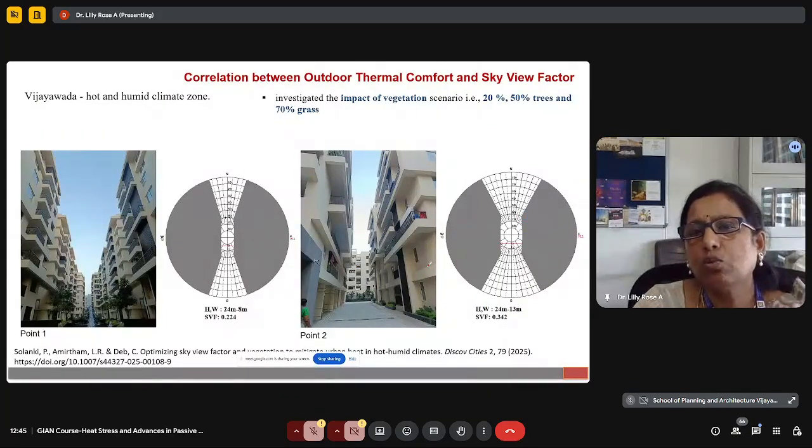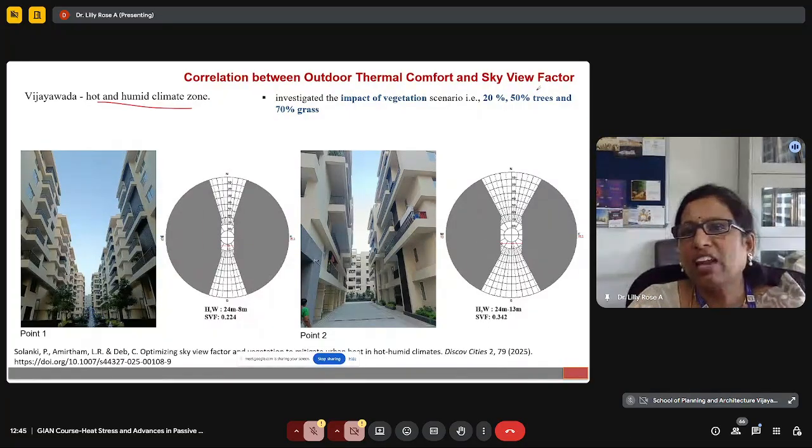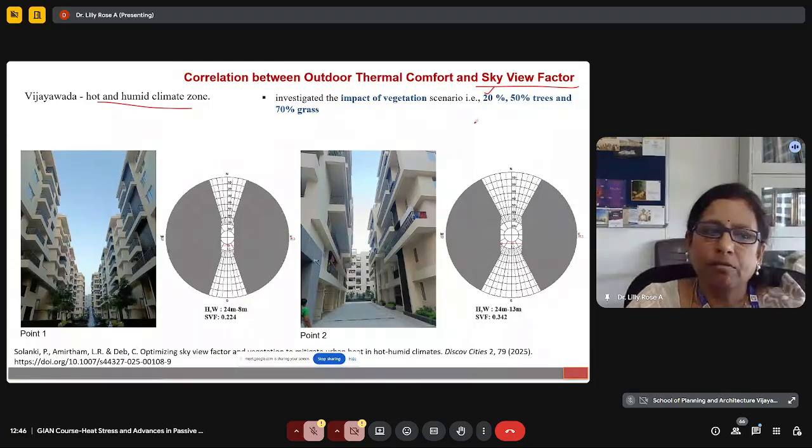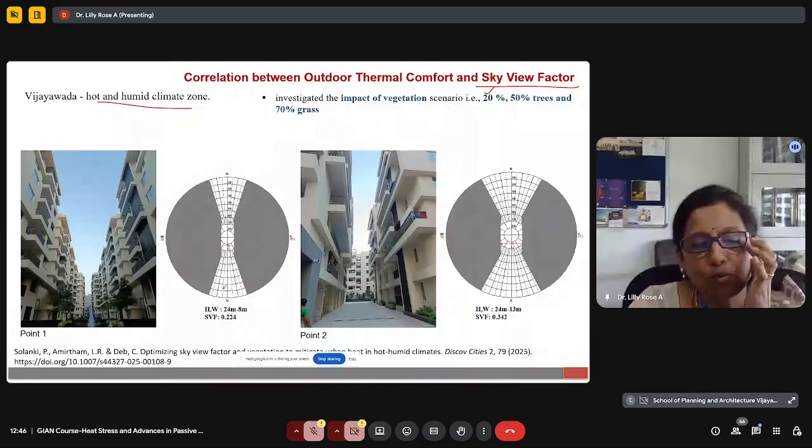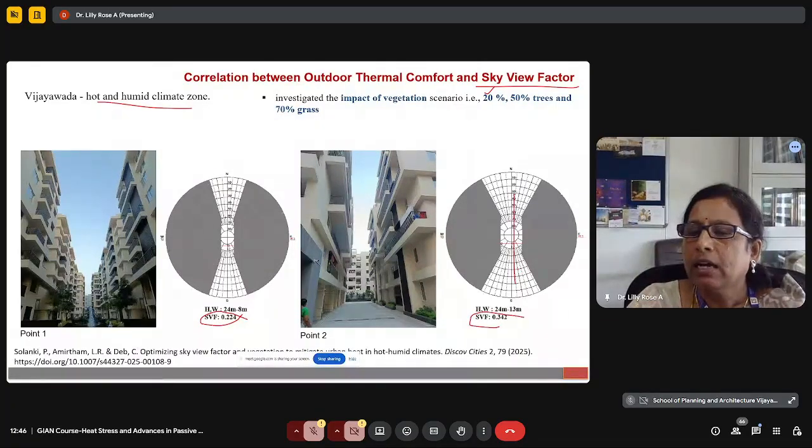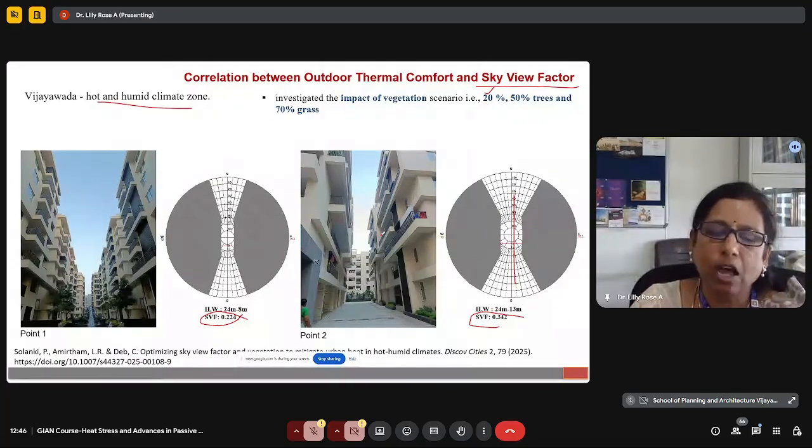This is another study which was done in Vijayawada, which is again a hot humid climate zone, where we tried to analyze the impact of sky view factor. Here also we varied the percentage of green cover and grass. This is a high-rise neighborhood wherein we took two pathways within the neighborhood which had a sky view factor of 0.224 and 0.342 respectively. This is the main pathway and this is the space between buildings. We tried to analyze how this could improve the outdoor thermal comfort conditions.